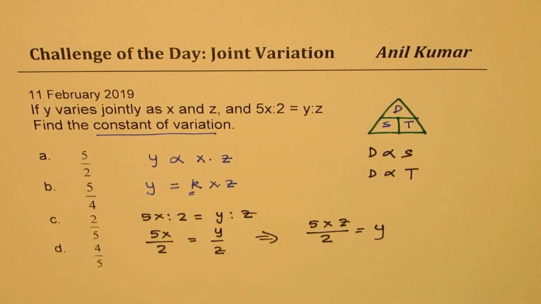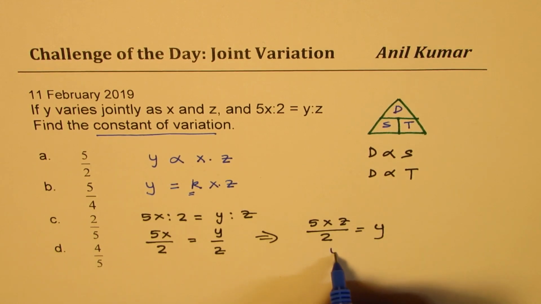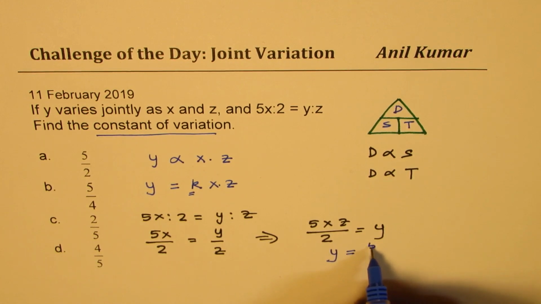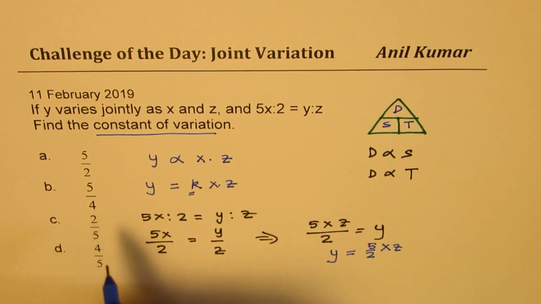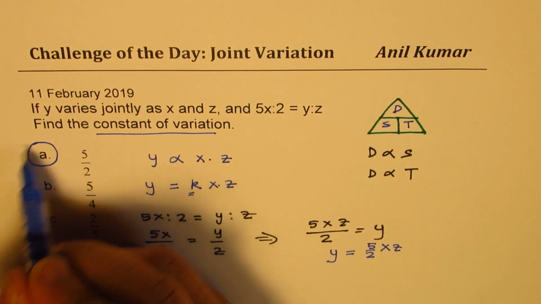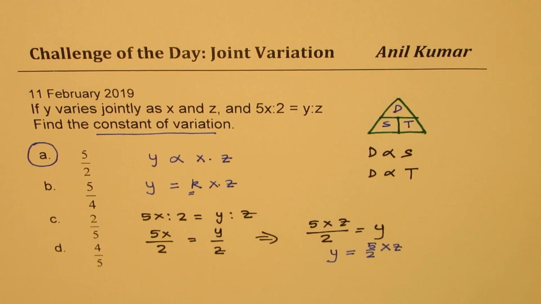So clearly we could isolate y from here and write y equals 5 over 2 and then xz. Do you see that? So 5 over 2 is your constant. So A is the right option. Perfect. So that is how you could do this particular question.